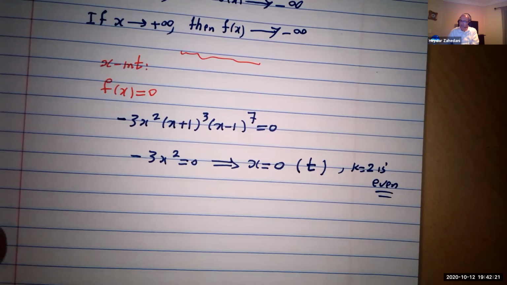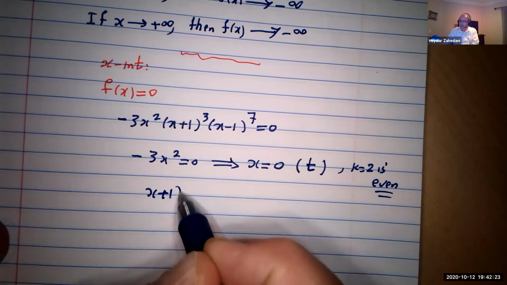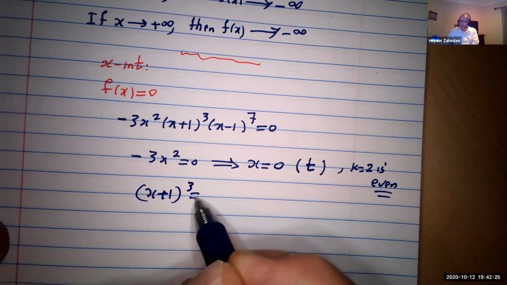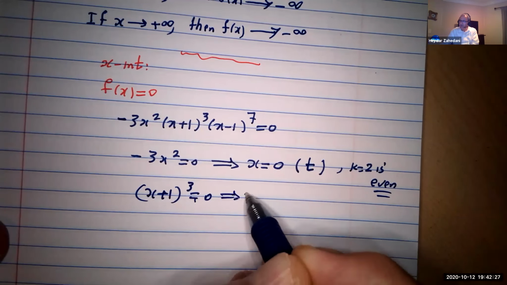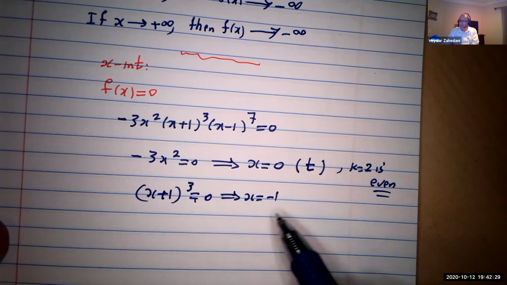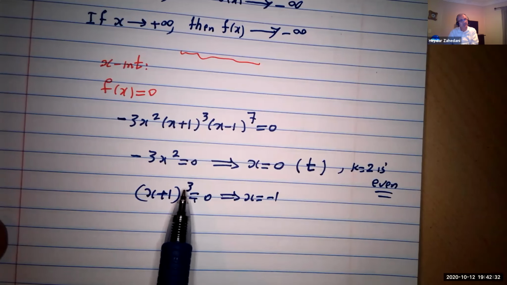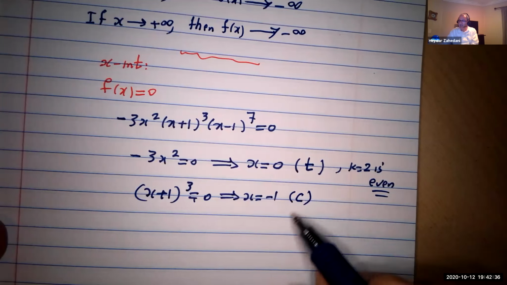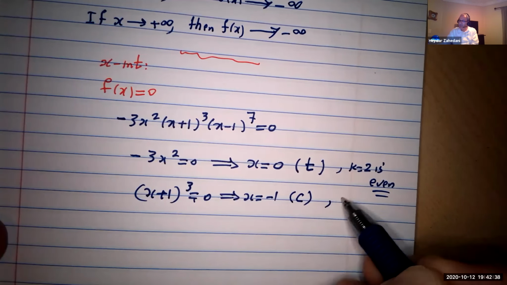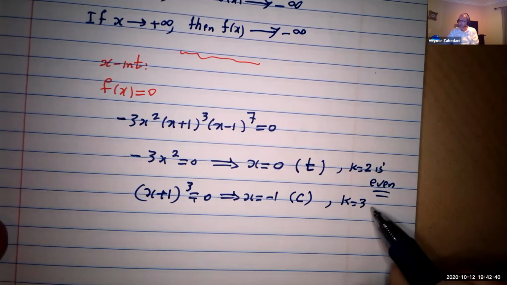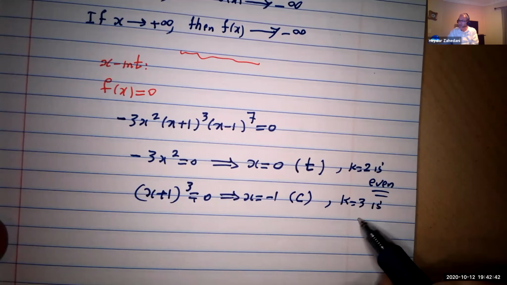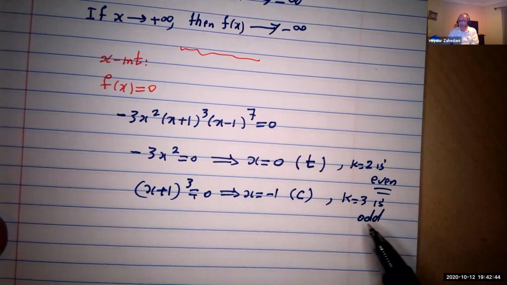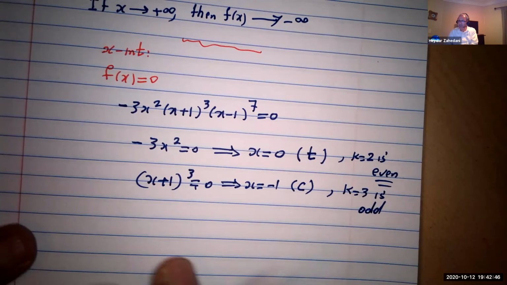Get the other one. (x plus 1) all cubed equal to 0. So that gives x equal to negative 1. The power is 3, and 3 is odd. Since it's odd, the graph crosses the x-axis, because k is 3 and 3 is odd. Odd crosses, even touches, that's it.